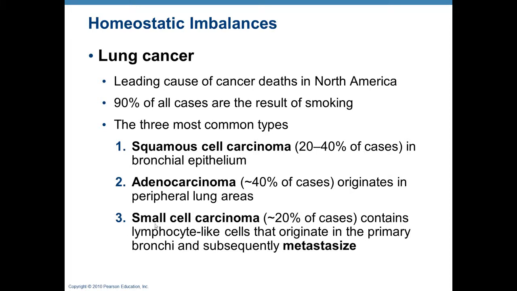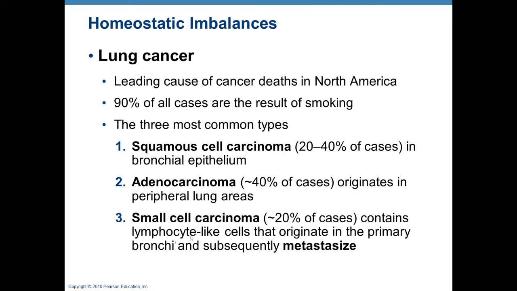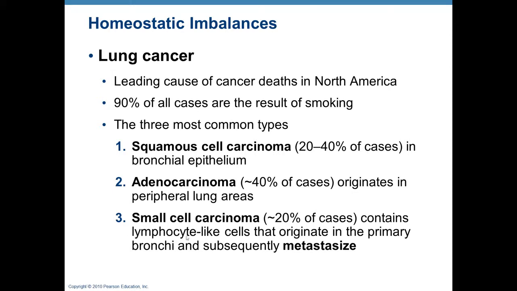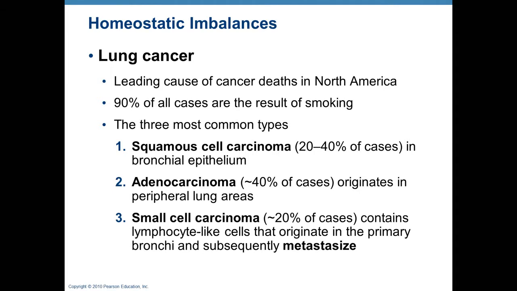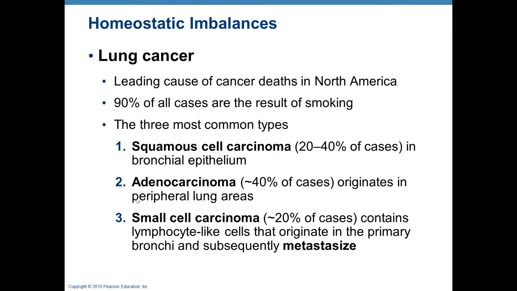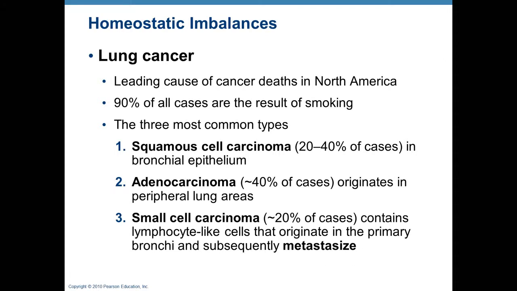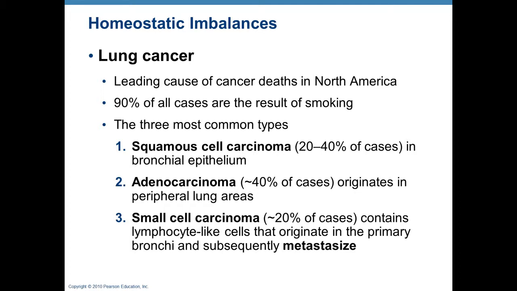And then finally, there's another type of lung cancer called small cell carcinoma. This occurs in about 20% of the cases. And there are cells that are lymphocyte-like. If one of those starts dividing in an out-of-control manner and develops the ability to spread to other parts of the body, that means it can metastasize. That's called a small cell carcinoma. They originate from these lymphocyte-like cells that live in the primary bronchi.